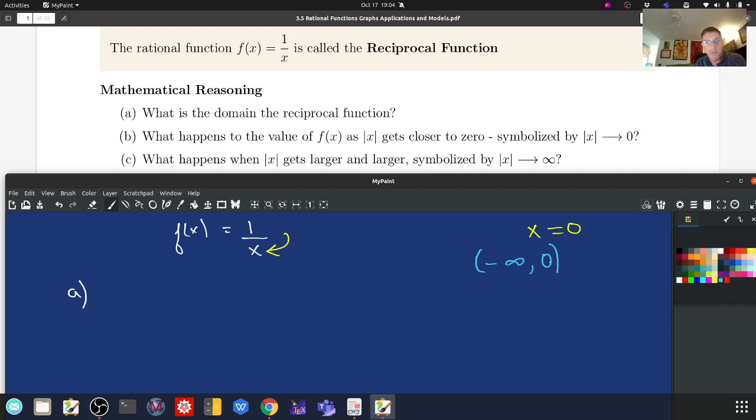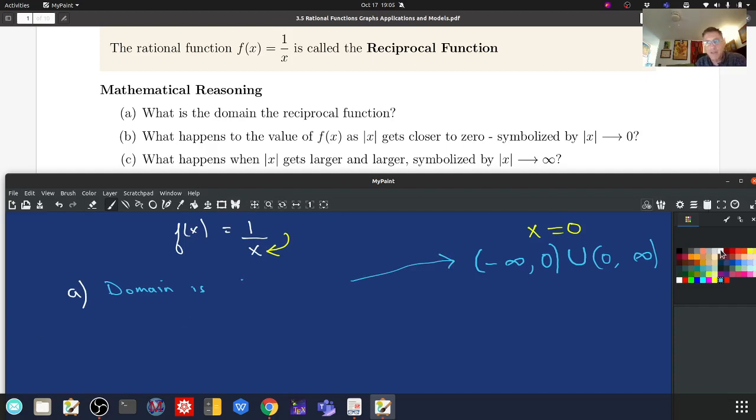Open intervals don't include their endpoints, and of course minus infinity isn't a number to be included. And I'm going to take the union of 0 to infinity. In other words, it's every real number except 0. 0 has to be excluded. So the domain is that right there. No reason to rewrite it.